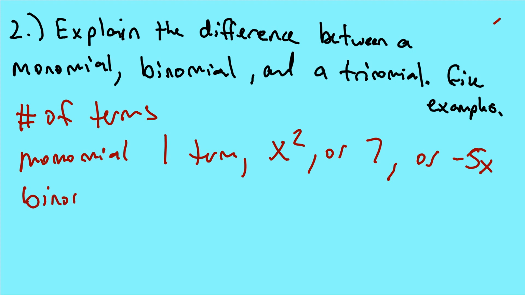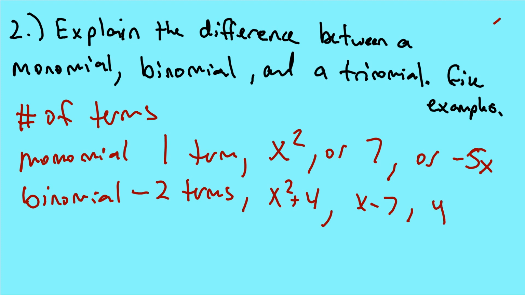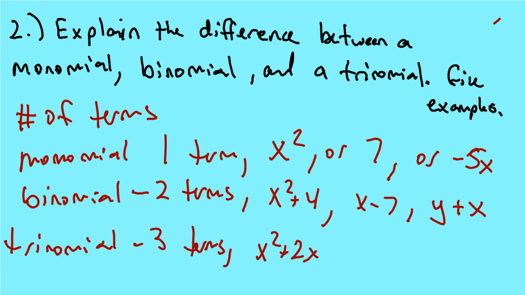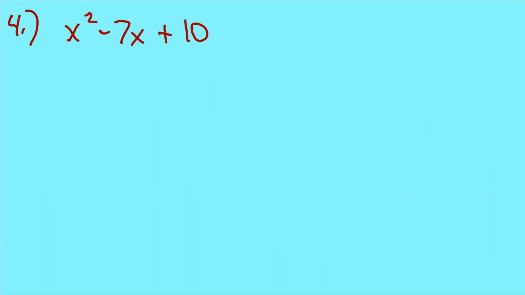A binomial is two terms, like x squared plus 4, or x minus 7, or y plus x. A trinomial is three terms, like x squared plus 2x plus 7, or x to the 6th plus 7y plus 3, or x plus y plus z. All those are different examples. That's it for 2. Alright, 4 says I have x squared minus 7x plus 10.